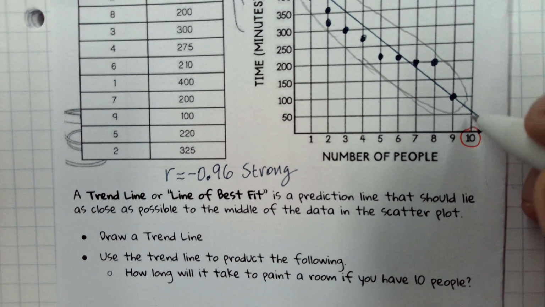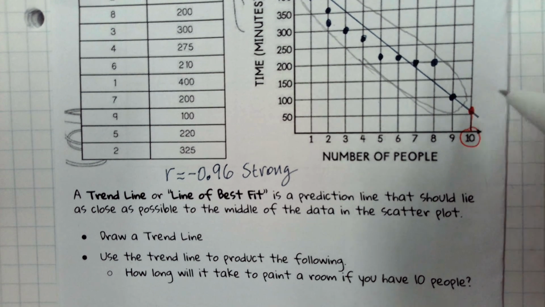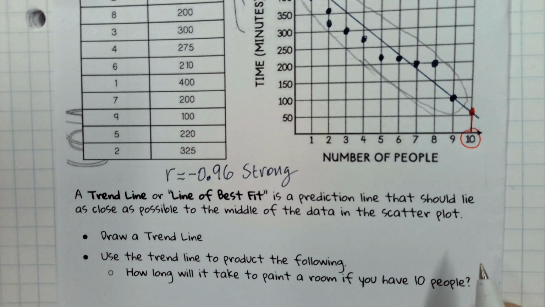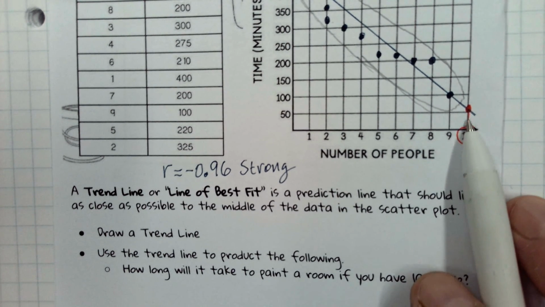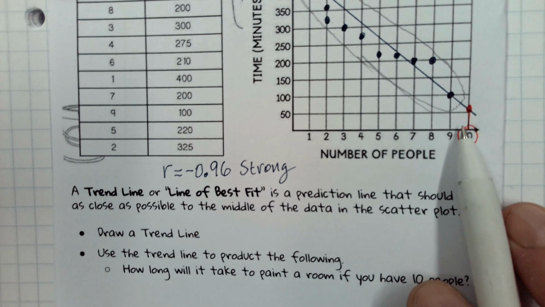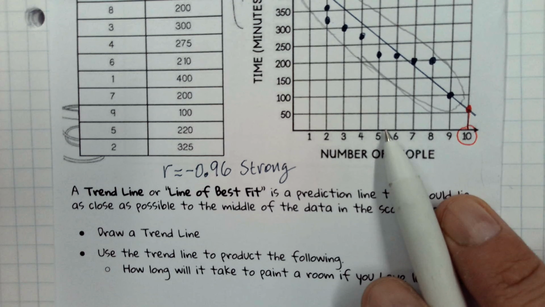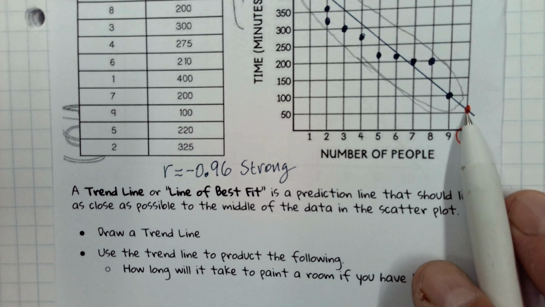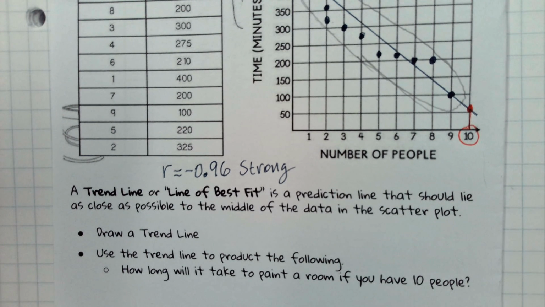Based on this data, if I go up and hit the line, I would say maybe 51, 52. A little more than 50 based on my data. 50 minutes. Oh, I'm sorry, it would take 50 minutes. With 10 people, it would take about 50 some odd minutes. I was stuck on the people part. So it might take a little more than 50 minutes.